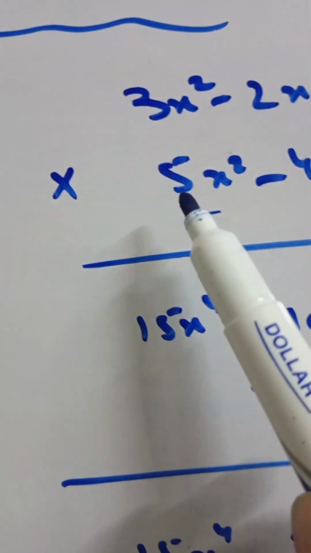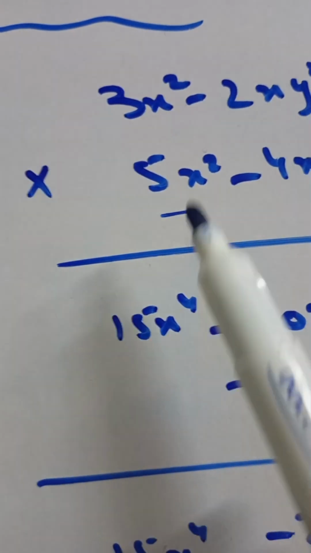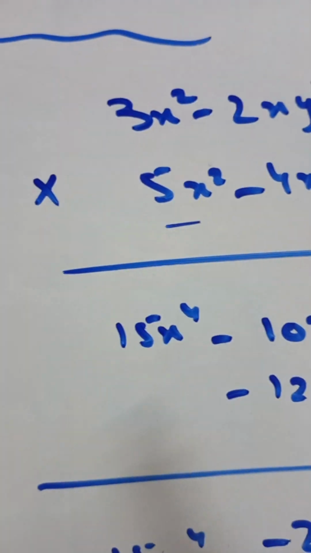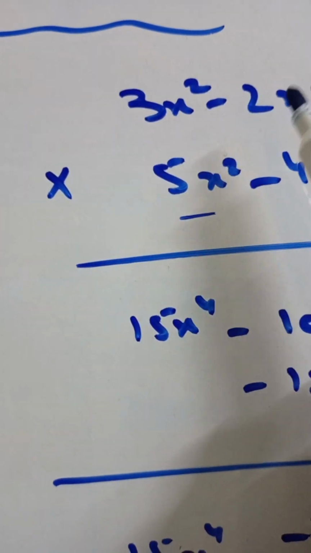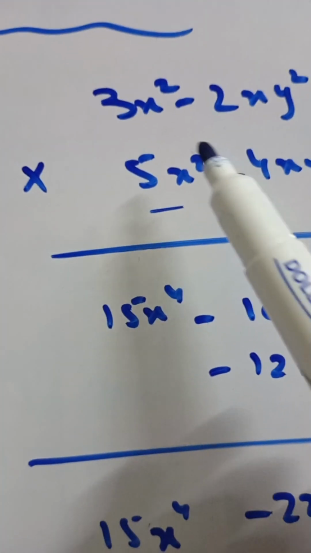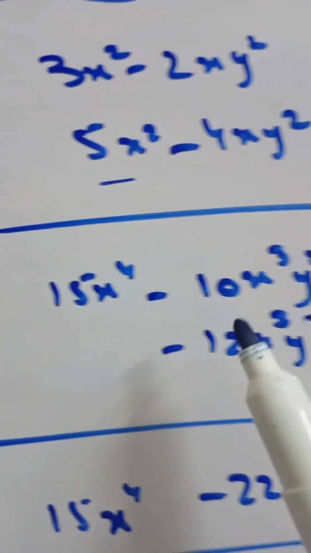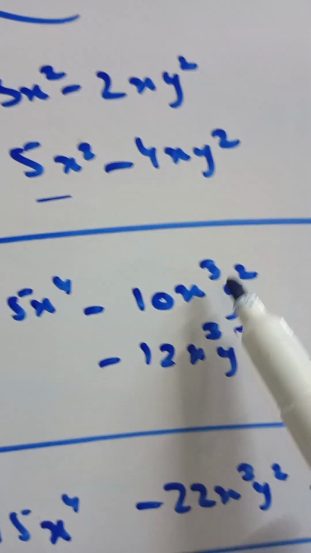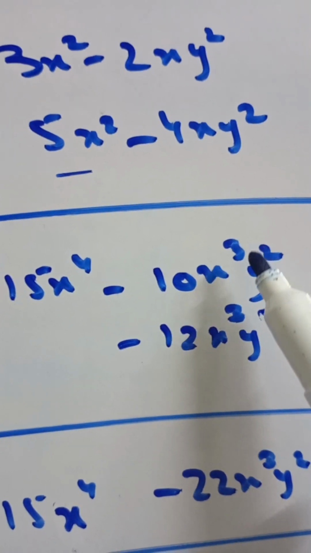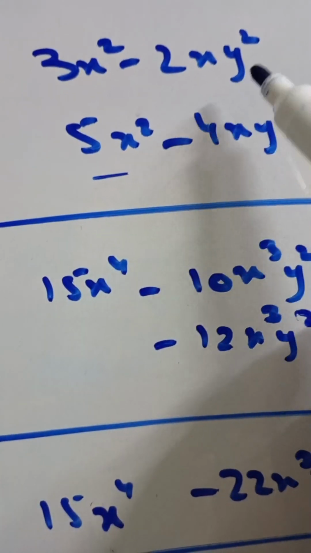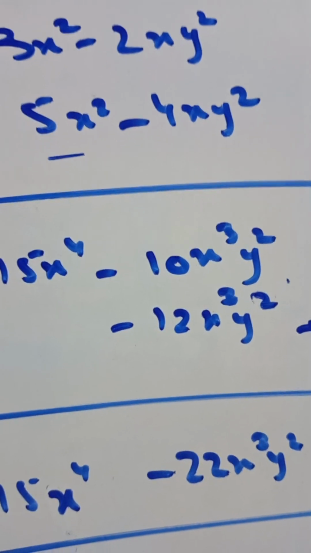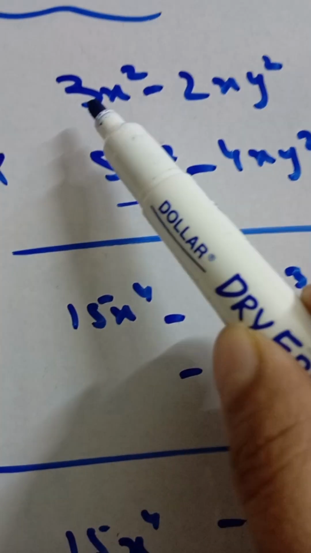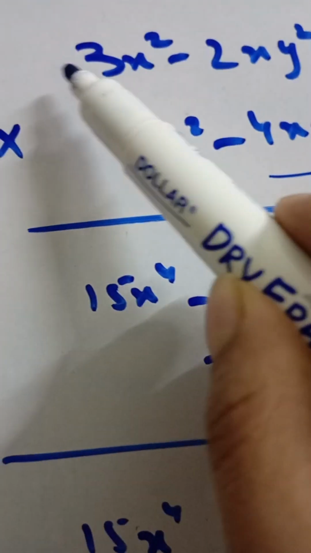Okay, let's begin. 5 3s are 15. X raised to power 2, x raised to power 2, bases are same, power will add, x raised to power 4. Next, 5 2s are 10. As you know, plus times minus is minus. X raised to power 2, x raised to power 1, it becomes x raised to power 3. And y square will remain same. You got it? Now multiply the next term, minus 4xy square multiply 3x square. This term multiplied by the whole term.